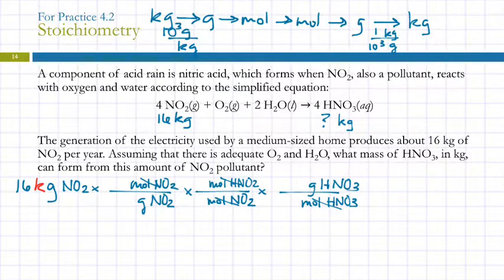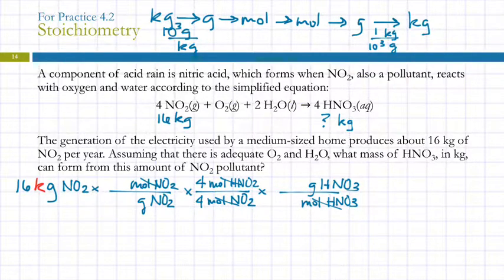So I need to fill in my numbers. Moles in the middle, that's the easiest one. Here it's 4 moles of NO2 to 4 moles of nitric acid. So 4 moles of nitric acid, 4 moles of NO2. Could you simplify that? Sure you could. Then we need molar masses for our two substances.